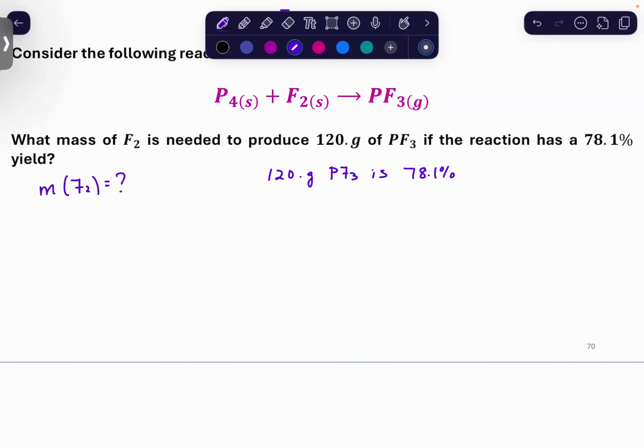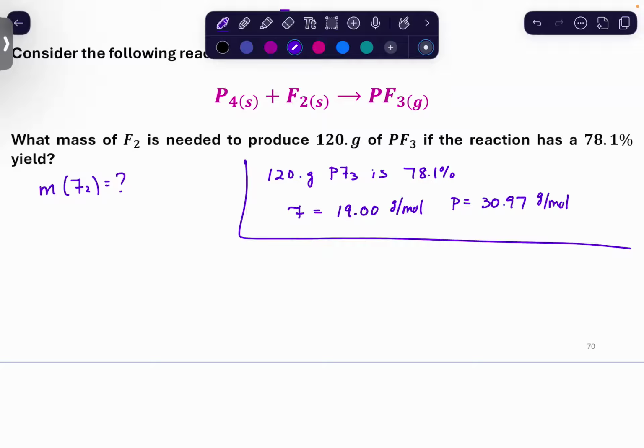I'm going to write it that way so it makes sense to me. I know fluorine from the periodic table is 19.0 grams per mole. Phosphorus is 30.97 grams per mole. Okay, so those are my knowns.